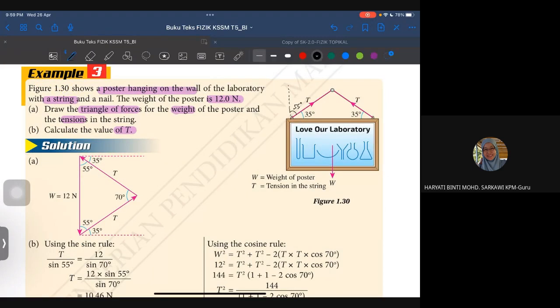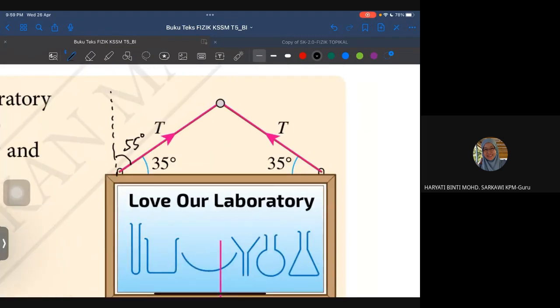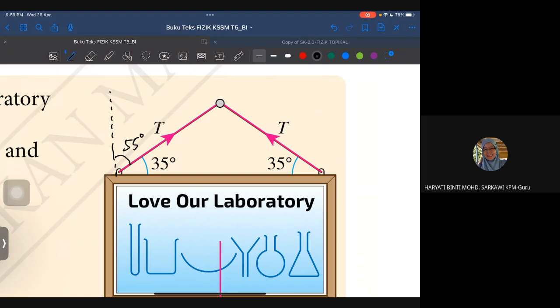Same goes to the other side here also. But this is mathematics, not physics. So this is also 55. And then you can actually draw a line here. Here is also 90 degree, right? So this angle also how much? 55.